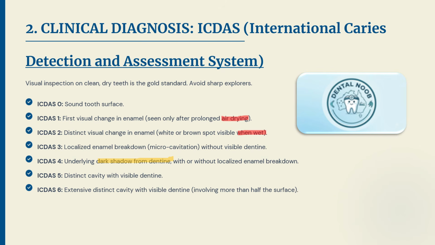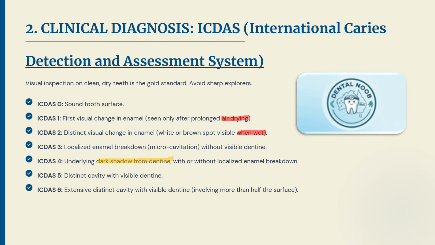Now the next one is 5, which means there is a distinct cavity with visible dentin. So enamel's gone, you can see the dentin, so that's 5. 6 means extensive distinct cavity with visible dentin, so involving more than half the surface. So this is clearly quite extensive, and you have to identify the tooth based on that.